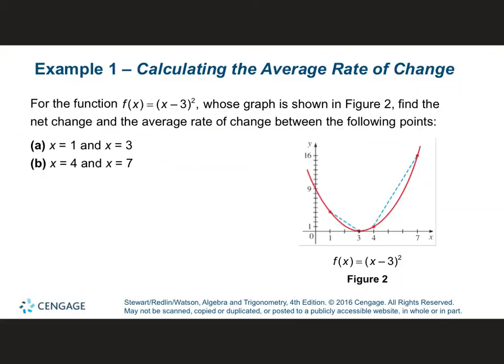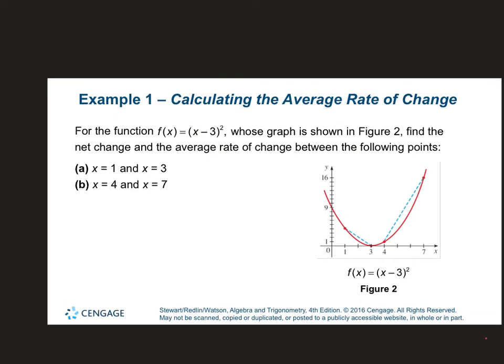All right, so let's try a problem. Here is this function. They gave us this function on a graph right here. They're asking us for the average rate of change and the net change between the following points. So if I'm going to do letter A, they're giving me two x values to look at. x equals 1 and x equals 3.